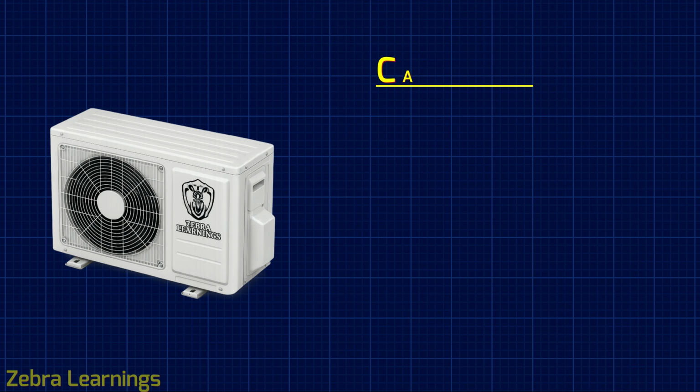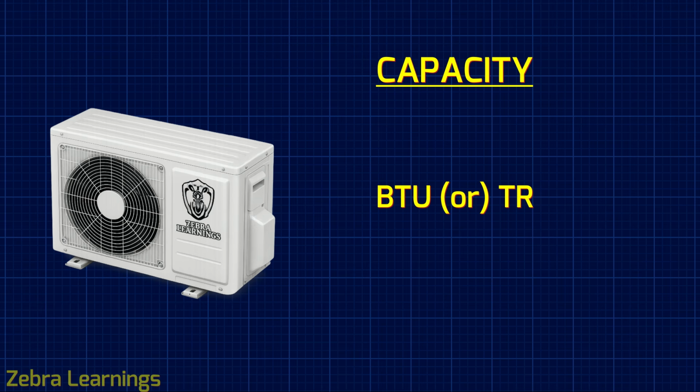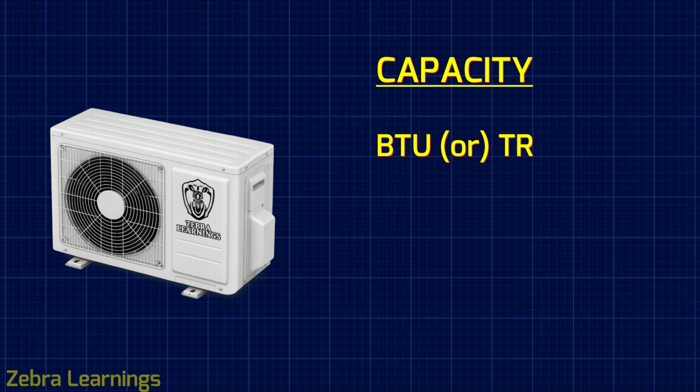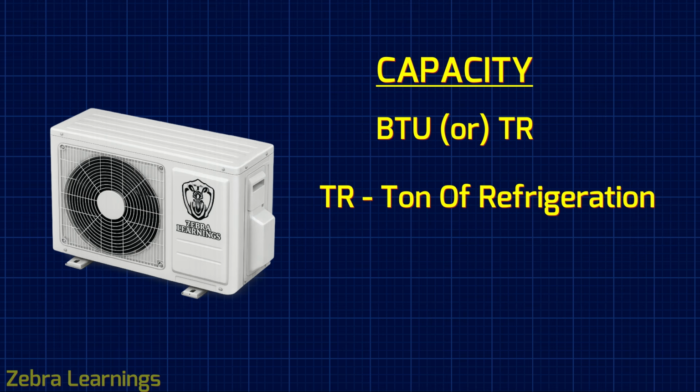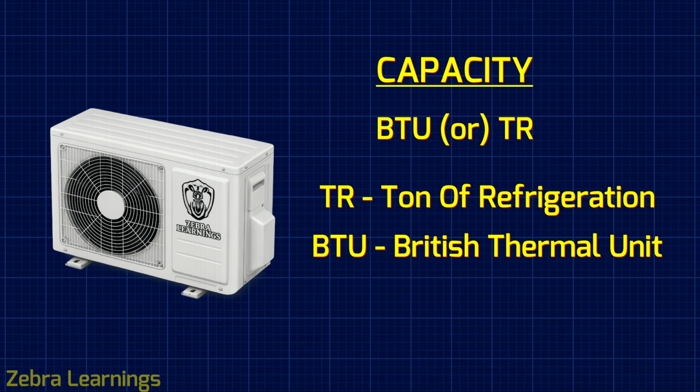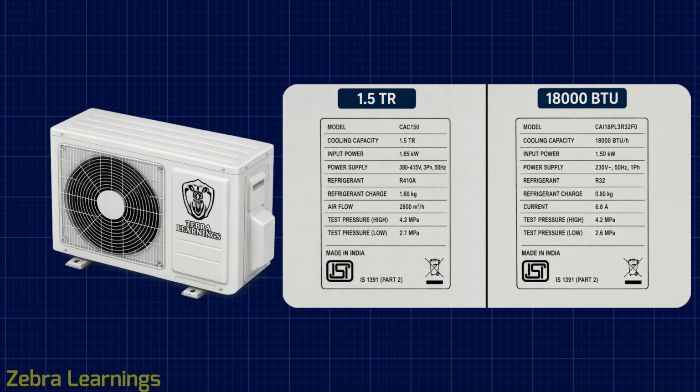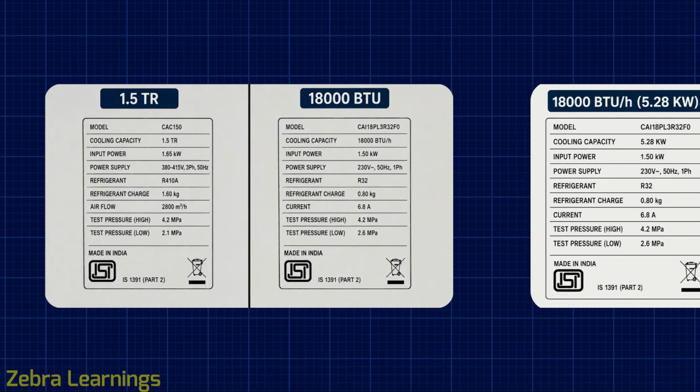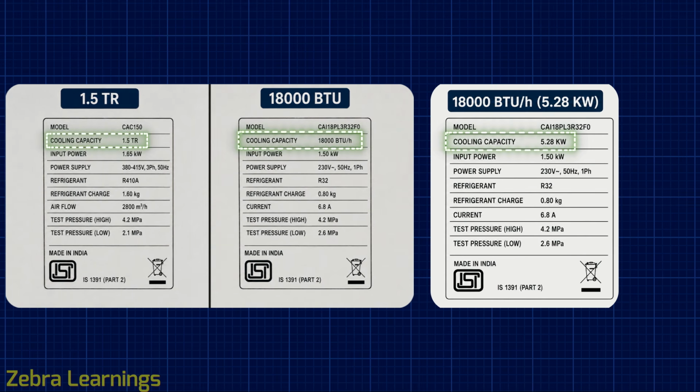An AC unit's capacity is usually stated in BTU or TR. For context, TR stands for ton of refrigeration and BTU stands for British thermal unit. For example, you might see it listed as a 1.5 TR AC or an 18,000 BTU capacity AC. Much like BTU and TR, the capacity kilowatt value is also used to indicate an AC unit's capacity.